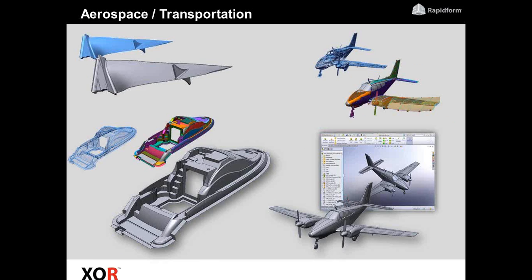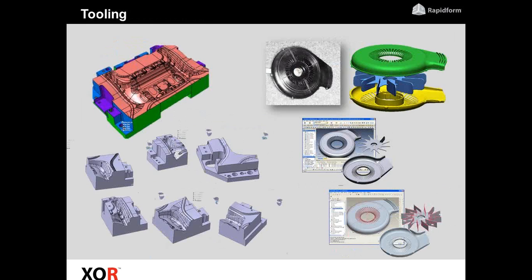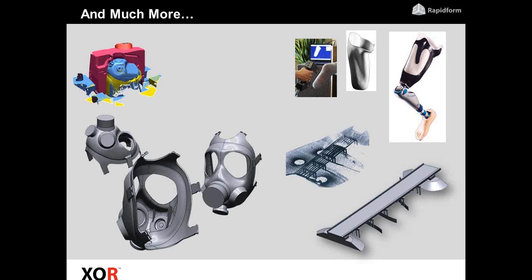Examples from the aerospace or transportation, we've done boats, helicopters, planes, space shuttles, as well as many consumer products from your phones to your sunglasses, cases. We're able to do tooling, molds, and much, much more. As you can see, Rapidform is a very, very powerful tool. It can be used for many applications in many industries.